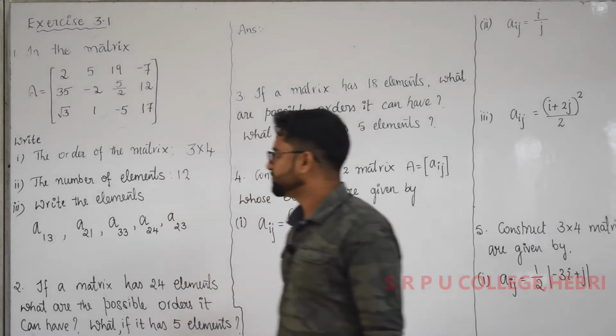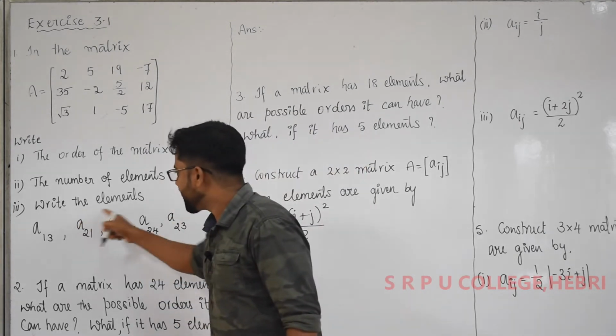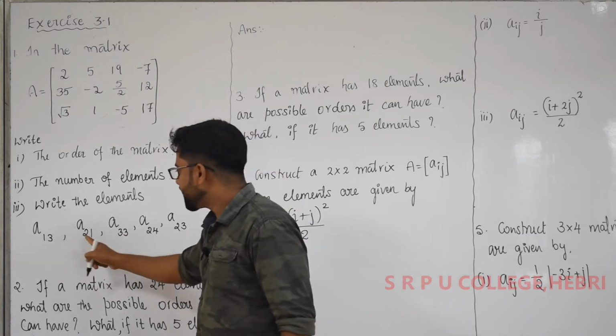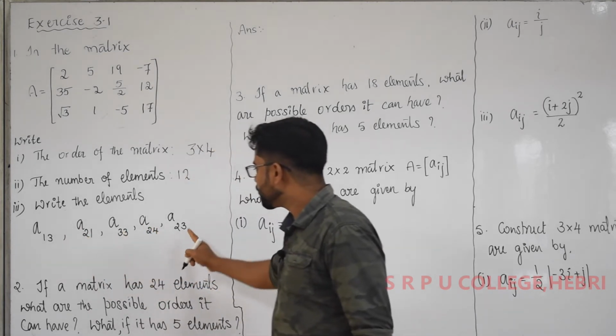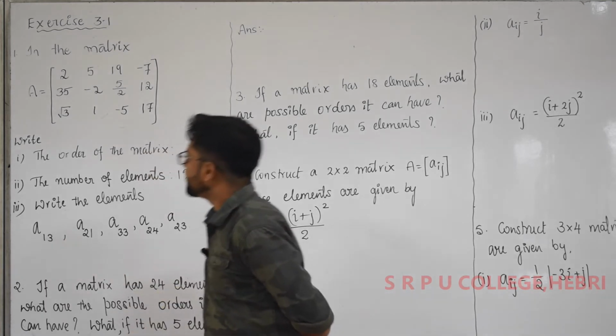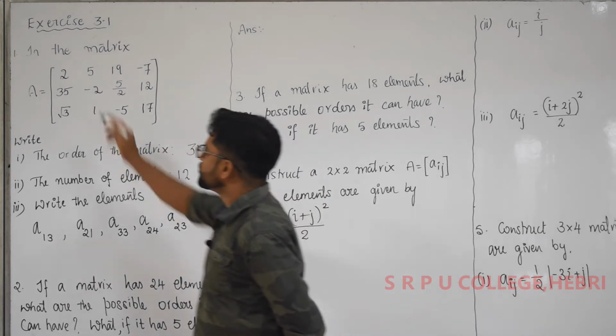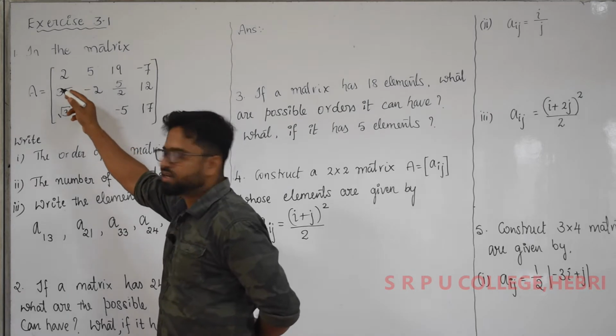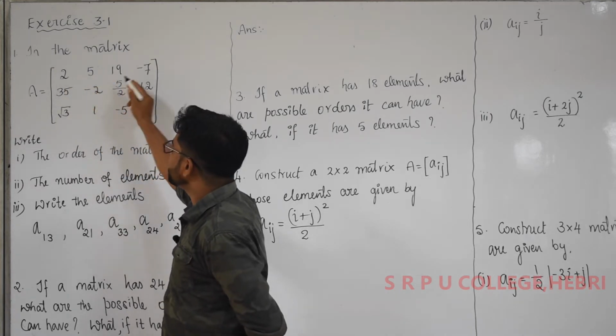Answer is 12. Now, the next question, write the elements A13, A21, A33, A24, A23. Elements of A13. In the first row, first element is A11, A12, A13, so on.